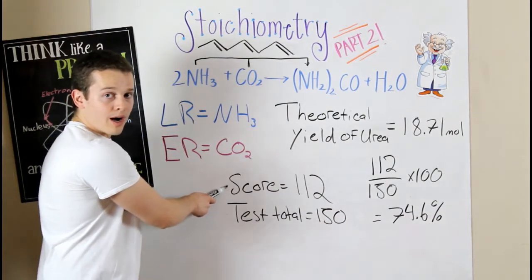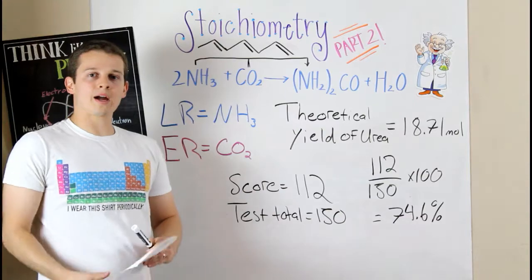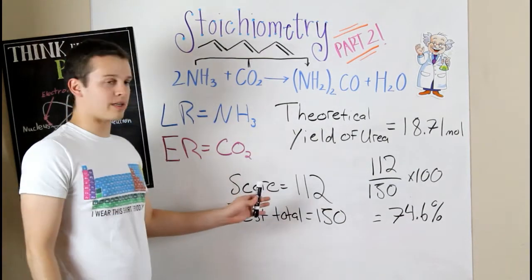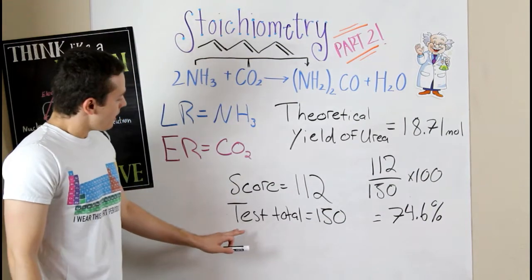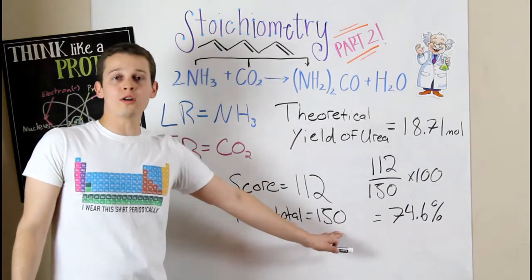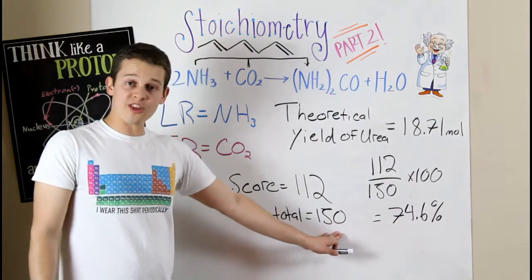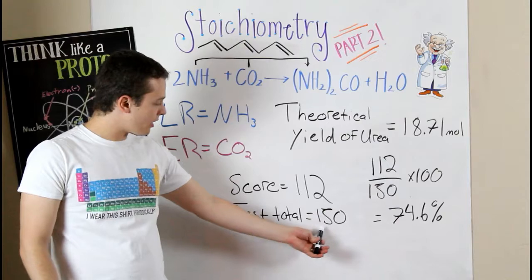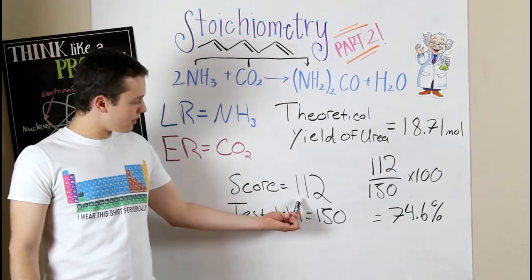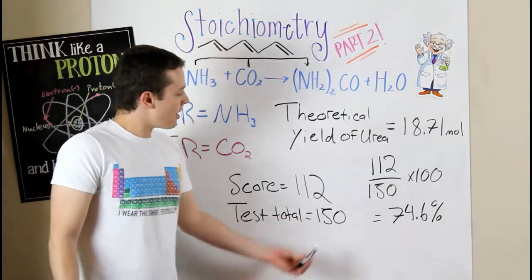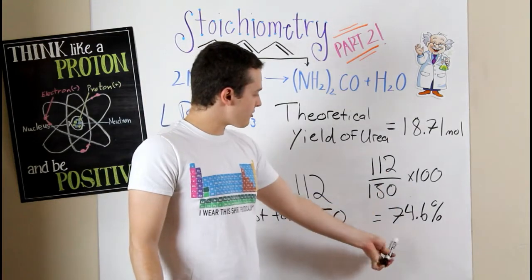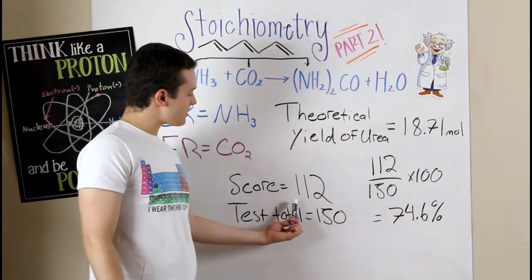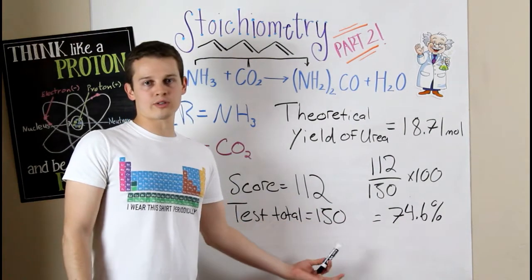We can think of this: the score that you got on the test is like the actual yield from running the experiment. It's what you actually wound up getting. The total you could have gotten on the test is like your theoretical yield in running the experiment. Theoretically, you could have gotten 150, but in actuality, you only got 112. And doing the math really fast to figure out the percentage, this is your percent yield. This is the percent of points that you actually got.